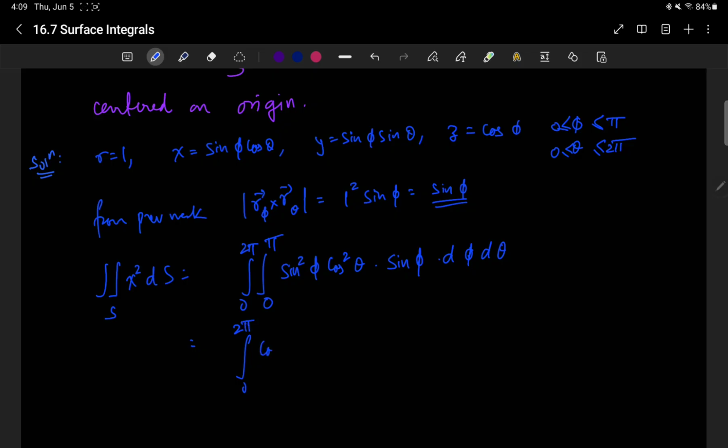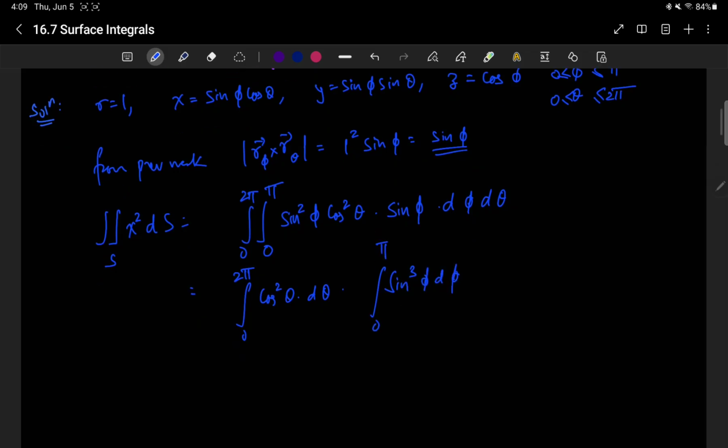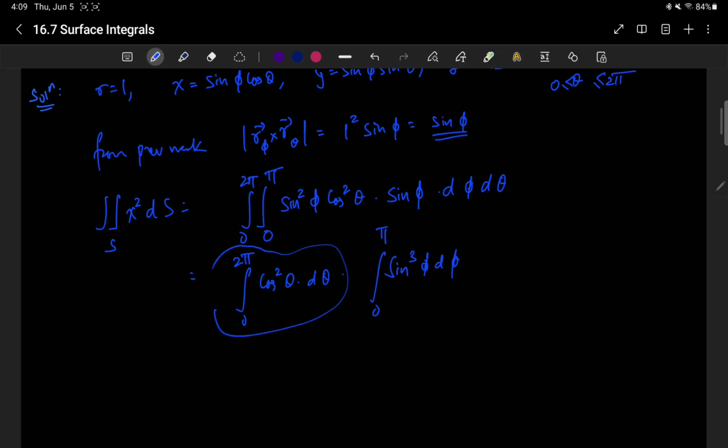For theta we have the integral of cosine squared theta d theta, and for phi we have the integral of sine cubed phi d phi from 0 to pi. This is an integral we have seen several times now, and we use the half angle formula for this. And it comes out to pi.